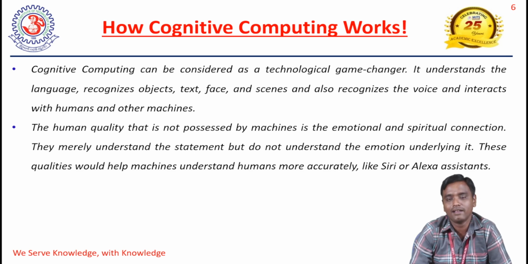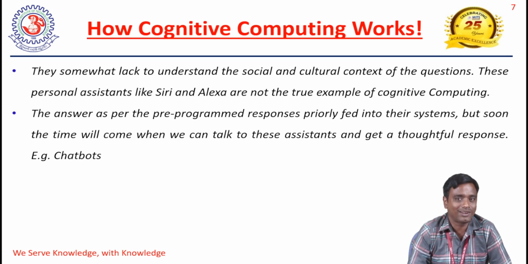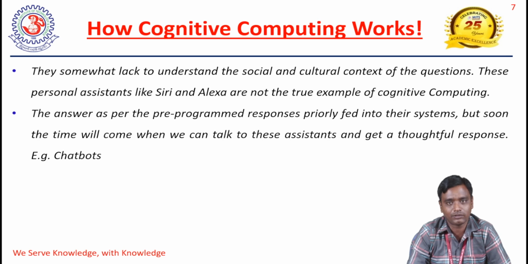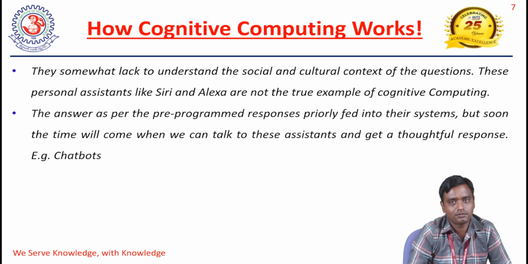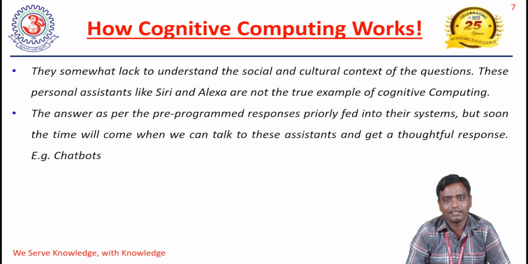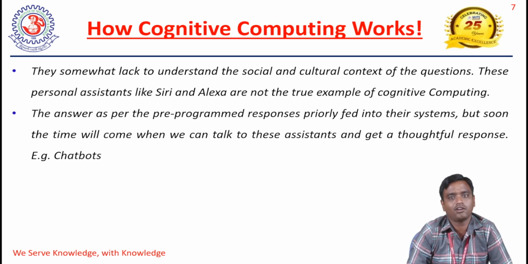So we have certain chatbots and assistants like Siri or Alexa. These help to understand human interaction or human emotions somewhat accurately. These assistants somewhat lack the ability to understand the social and cultural context of the questions. So these personal assistants, such as Siri or Alexa, are not true examples of cognitive computing. These chatbots are the ones which help us do our day-to-day tasks, but they are not the perfect or true example of cognitive computing.